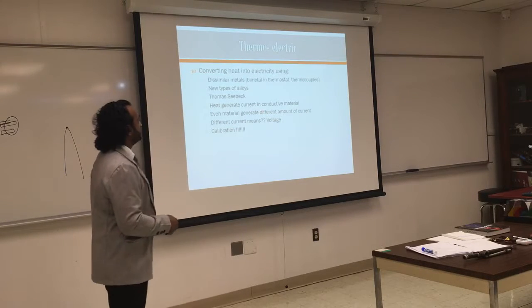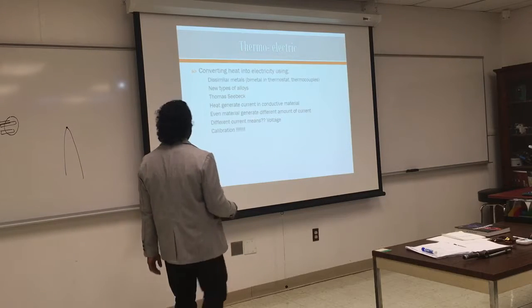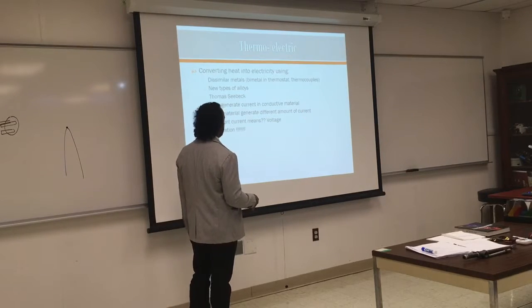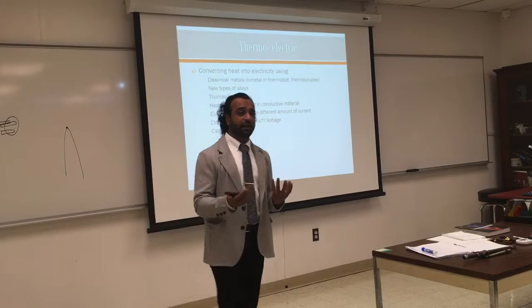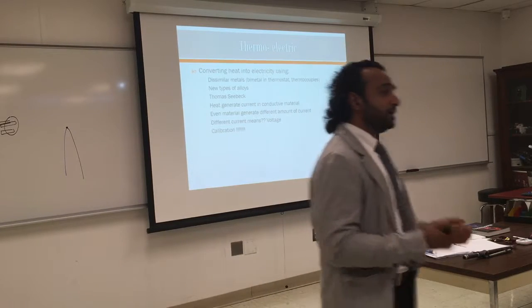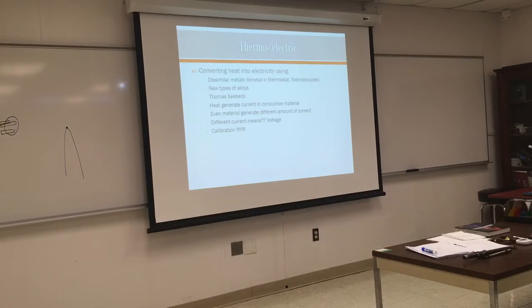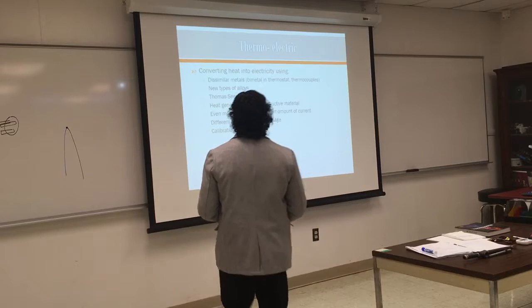He generates current in conductive material. Each material generates a different amount of current. Different current means different voltage. So there's different current in each one of them. There's voltage coming out because, again, we said when you give something energy, the electrons will vibrate more, and if they vibrate at different levels, there's different current, and that will give you voltage.